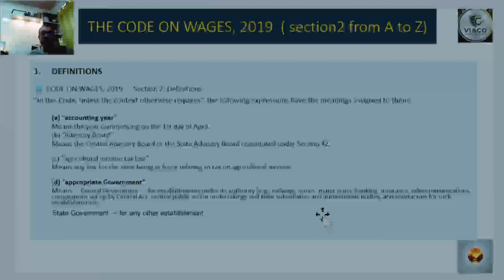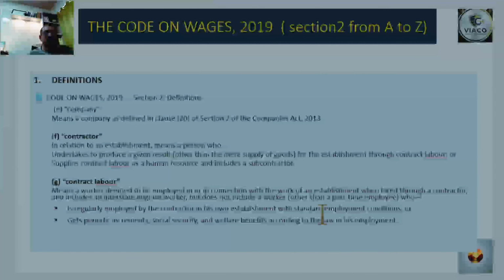तो देख लीजिए, रेलवे है, माइन है, मेजर पोर्ट है, बैंकिंग है, इंश्योरेंस है, टेलीकम्युनिकेशन है, and any the corporation set up by the central act or central public sector undertaking and their subsidiary and autonomous bodies and contractor for such establishment, the state government for any other purpose. Now definition, code on wages of a company defined under section 2(20) of the Company Act. So need not to be much talk about. Basically it's a matter of definition of that, what do you mean by company? So company to be read as per the clause 20 section 2 of Company Act 2013.